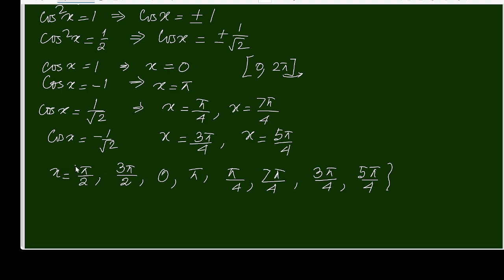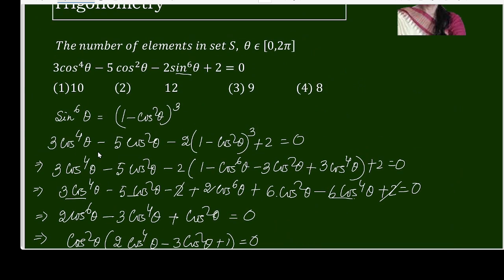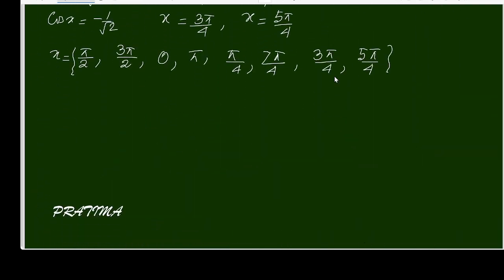So there are 8 solutions, not 9 solutions. 2 pi will not be considered here. So 8 is the correct answer for this question. So there are 8 solutions.